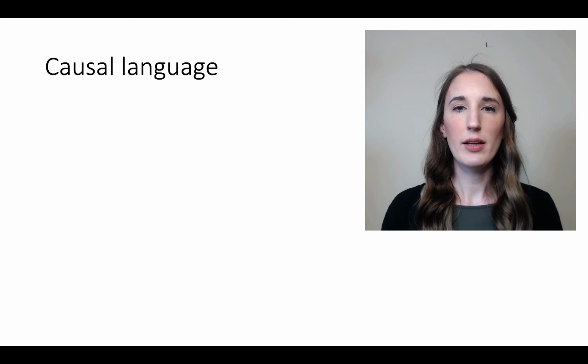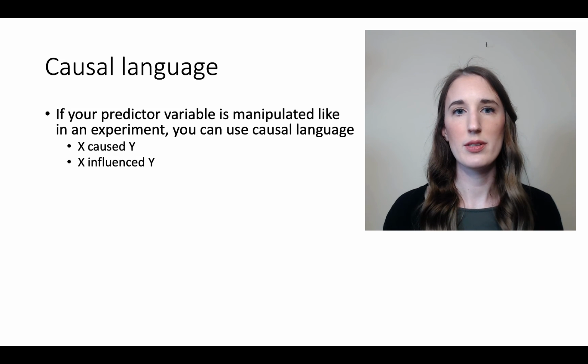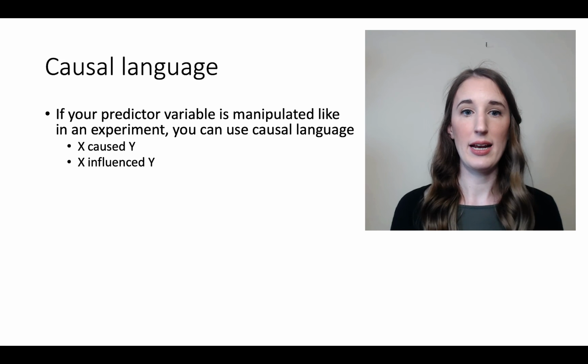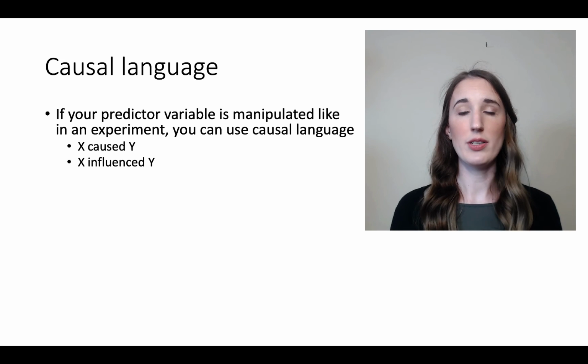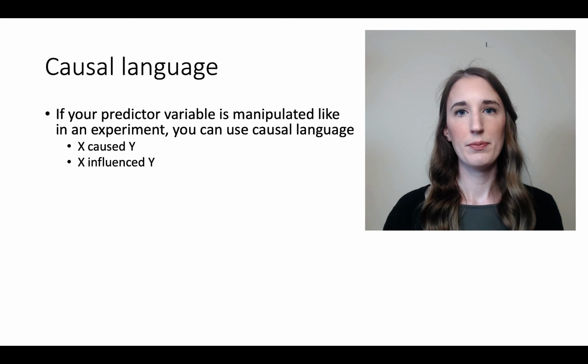Finally, I want to talk a little bit about using causal language when reporting statistical results. If your predictor variable is manipulated, like in an experiment, it's okay to use causal language. We can say that X caused Y, the predictor caused the outcome, X influenced Y, or language like that.